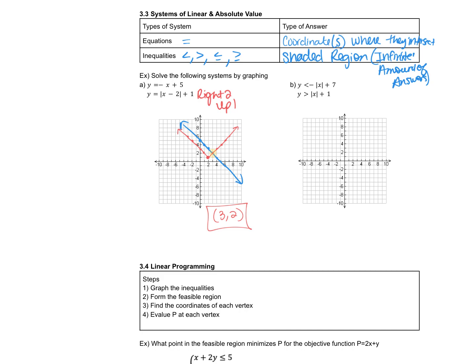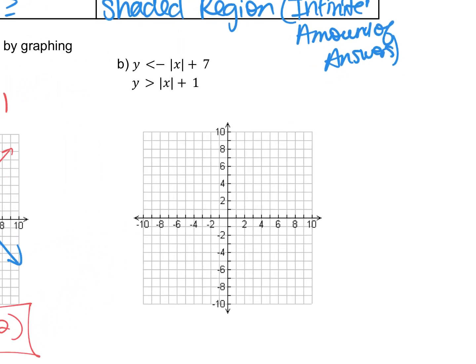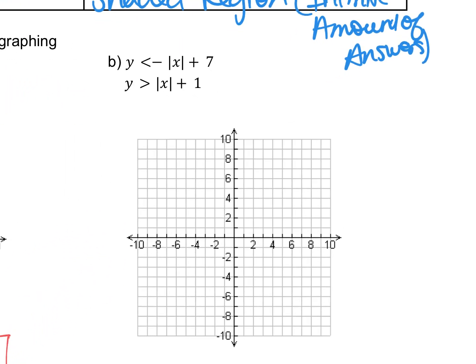Okay, now let's do inequalities. Don't forget about the solid and dashed line. I always forget, so I'm trying to help you remember now. So we have absolute value. This first one is going up 7, and it's also a reflection, and it's dashed. Yay. Okay, so go up 7, put your vertex, reflection, so down 1 over 1. And then don't forget the dashed line.